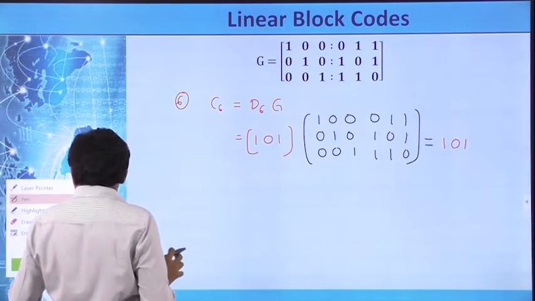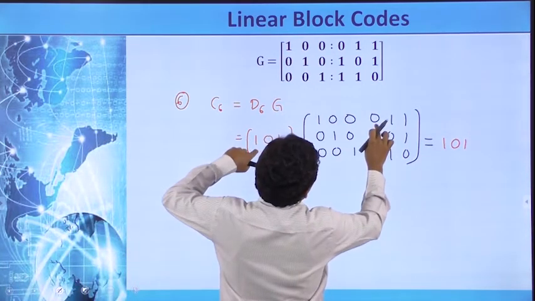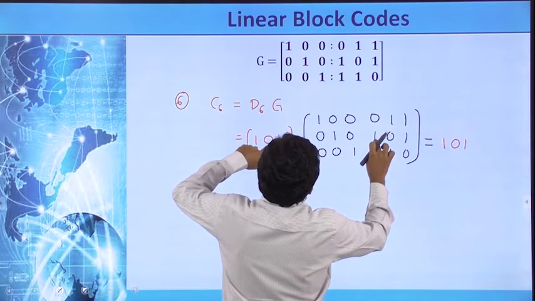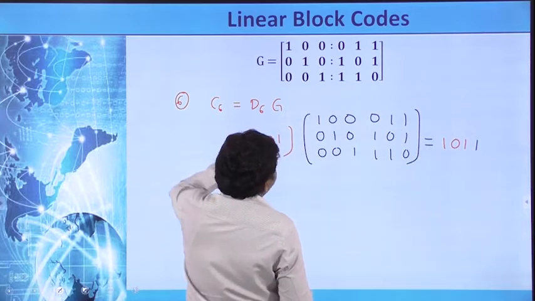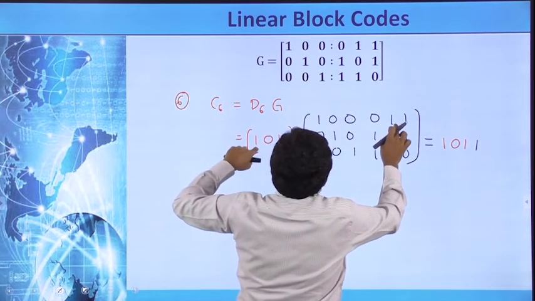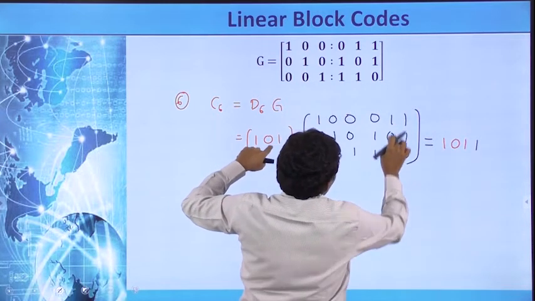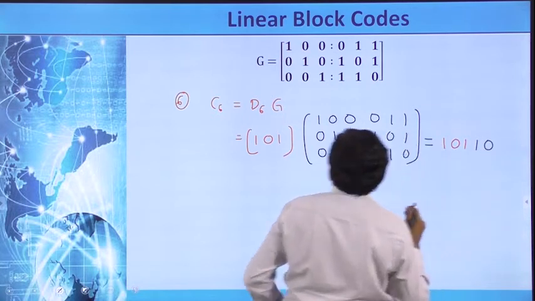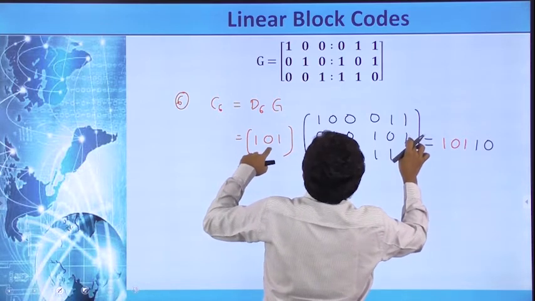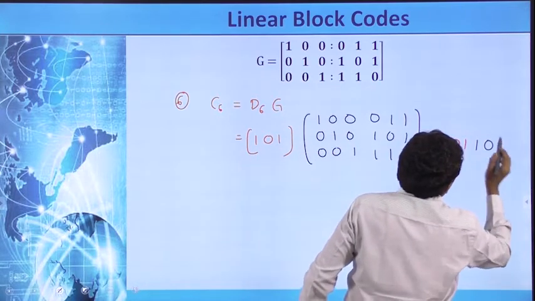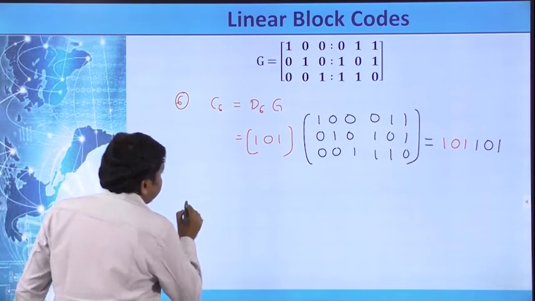What about the remaining bits? The remaining bits are multiplied with the fourth column. So 1 into 0 is 0 plus 0 into 1 is 0 plus 1 into 1 is 1. Multiply this row with the fifth column. So 1 into 1 is 1 plus 0 into 0 is 0 plus 1 into 1 is 1. That means 1 plus 1 becomes 0. Multiply this row with the last column. So 1 into 1 is 1 plus 0 into 1 is 0 plus 1 into 0 is 0. So it is okay.